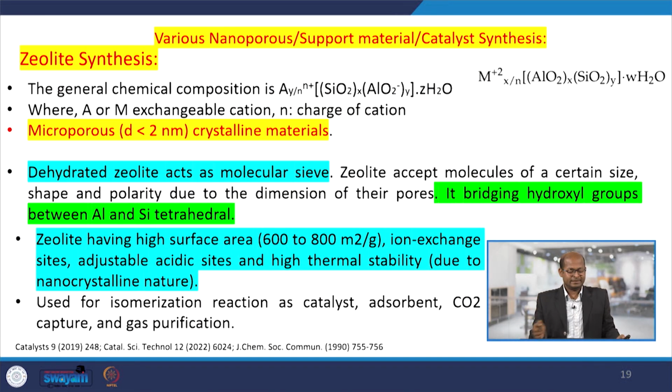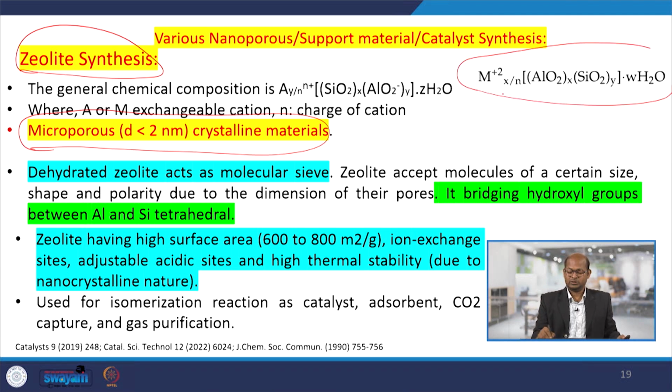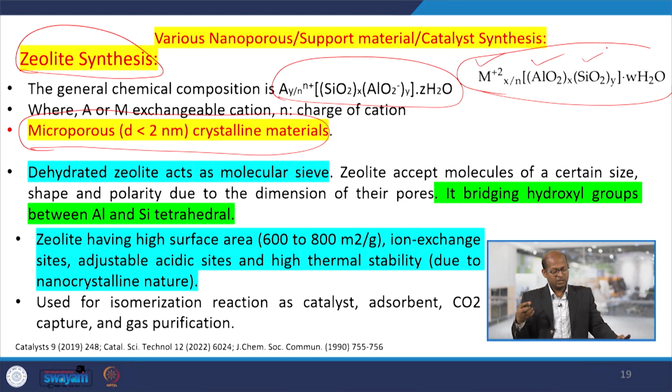Okay. Next, zeolite type of material synthesis. Zeolites have micropores, so the porosity is usually less than 2 nanometers. These are the compositions of the zeolites. Here some metals are there, and alumina and silica tetrahedral structures are linked with each other with hydroxyl groups.